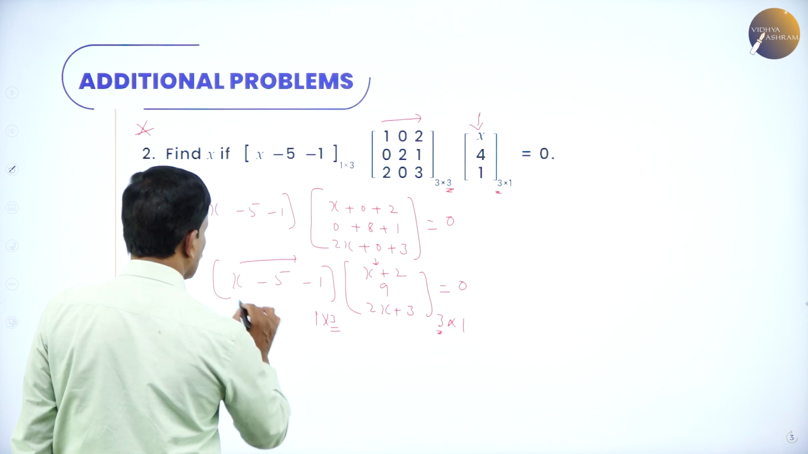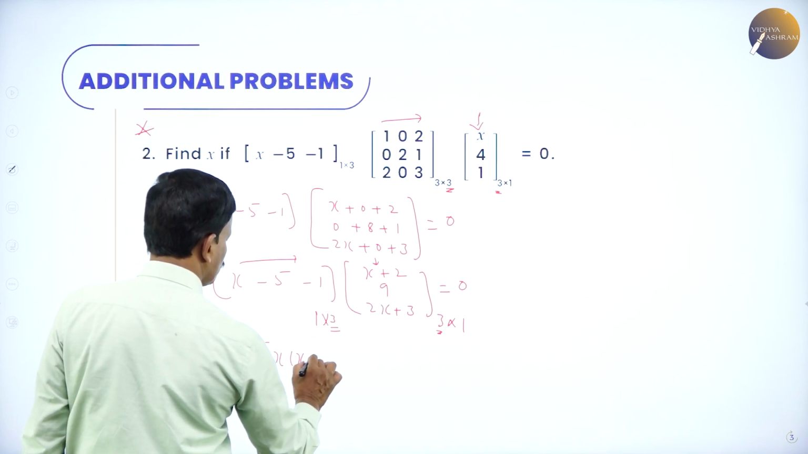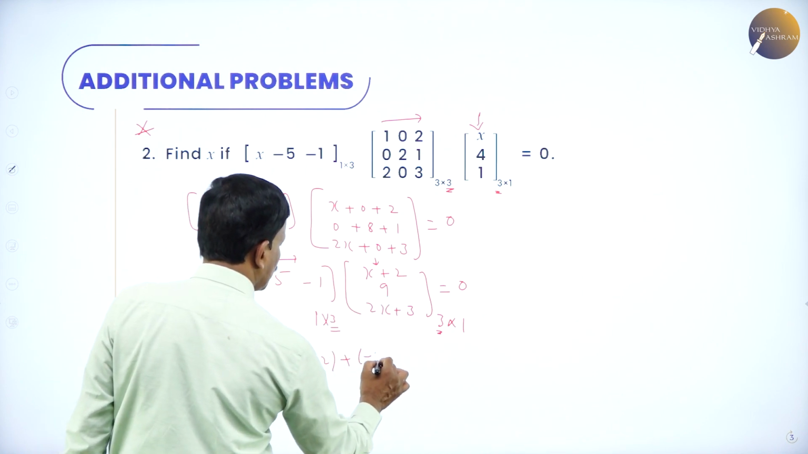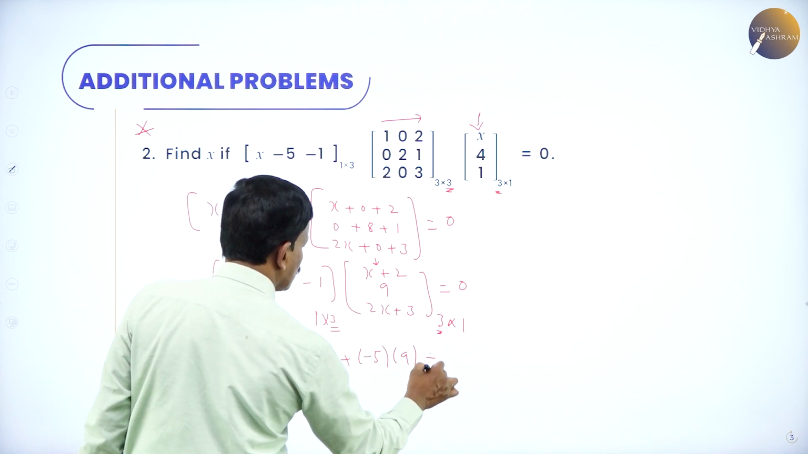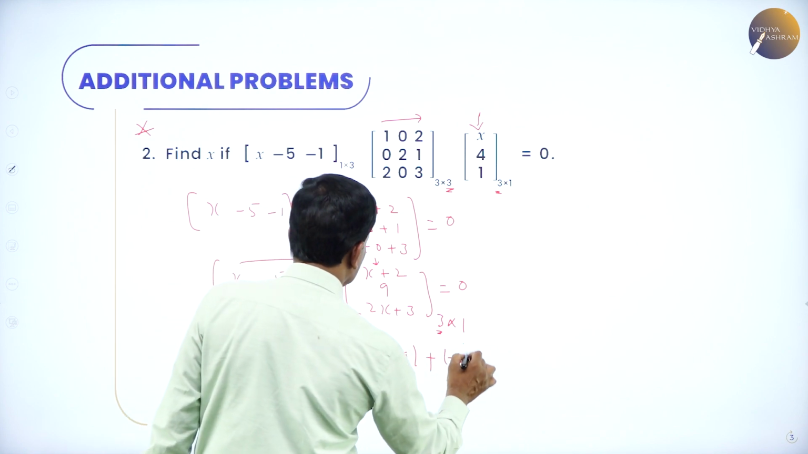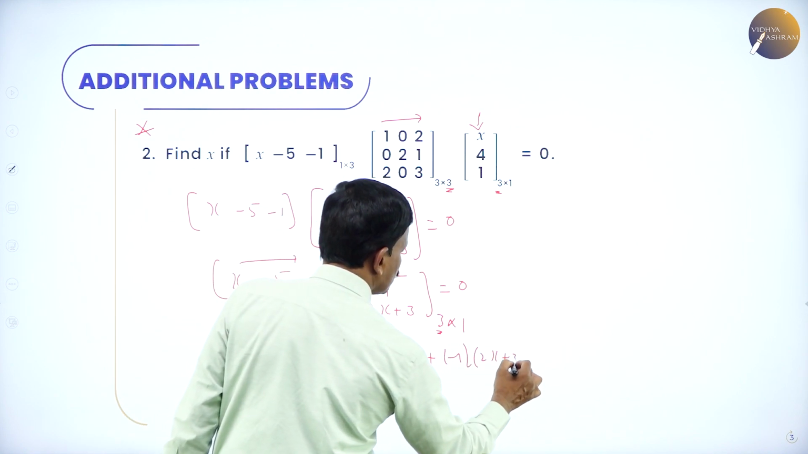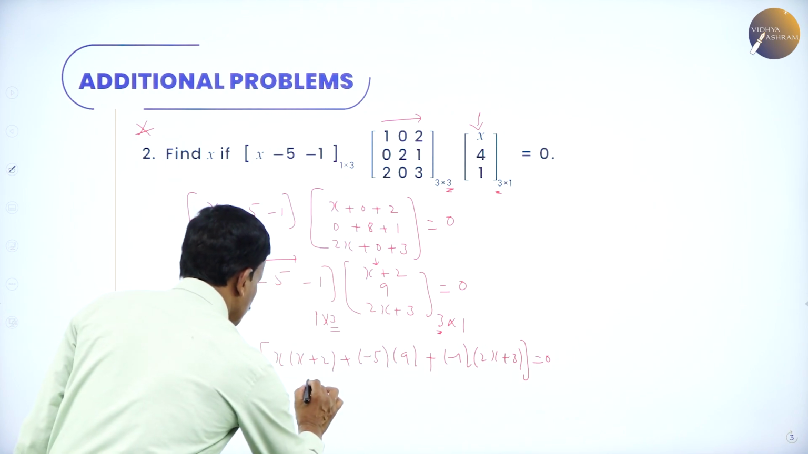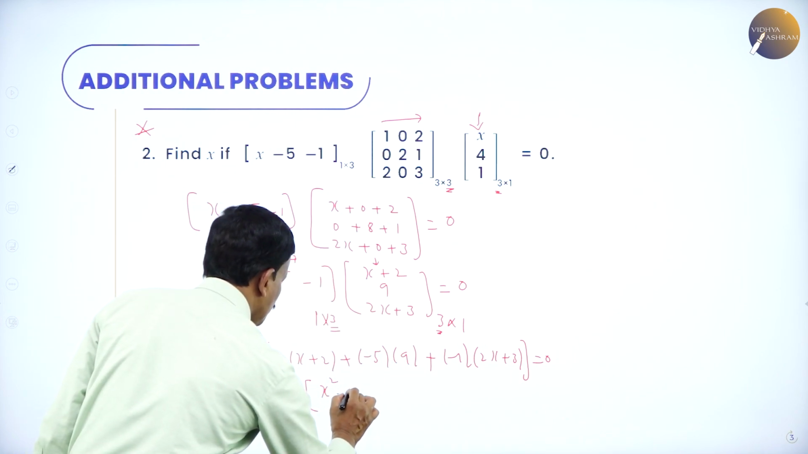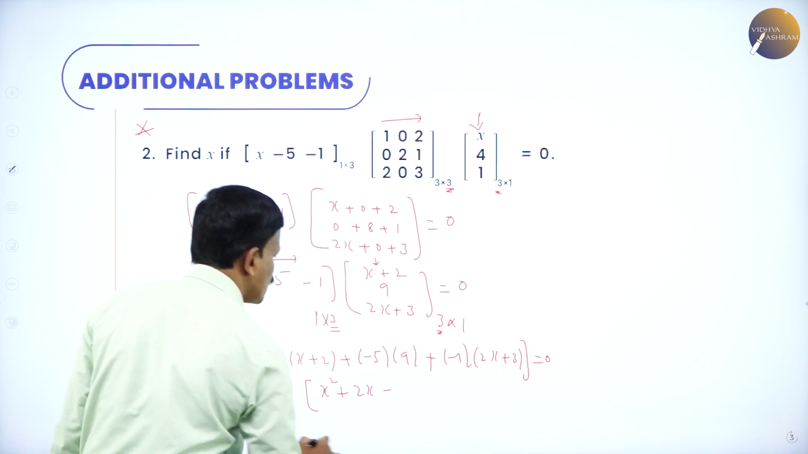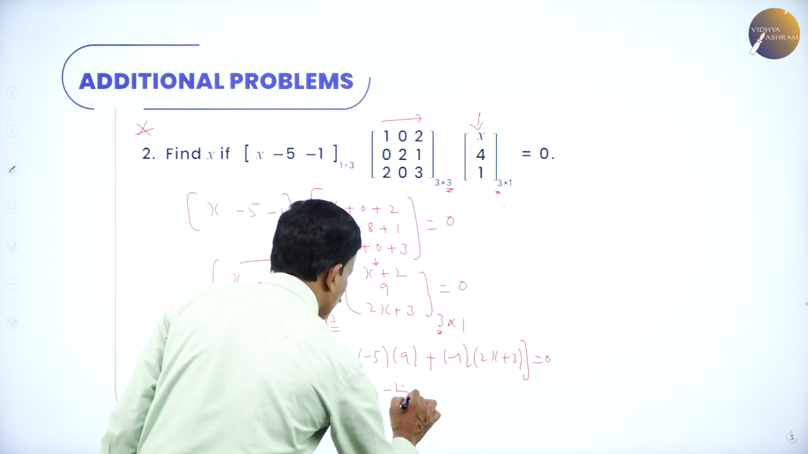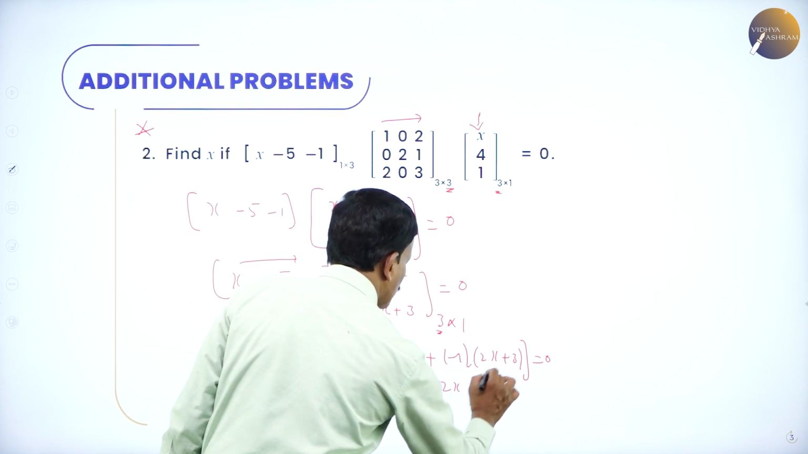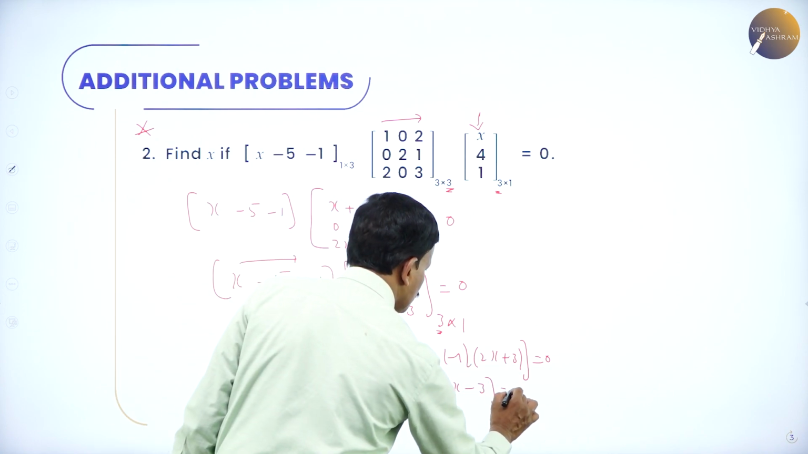So that is x into x plus 2, plus minus 5 into 9, plus minus 1 into 2x plus 3. This is equal to 0. Now simplify this. So x into x is x square, plus 2x, minus 9 into 5, 45, minus 2 into x is minus 2x, minus into plus it is minus 3, is equal to 0.